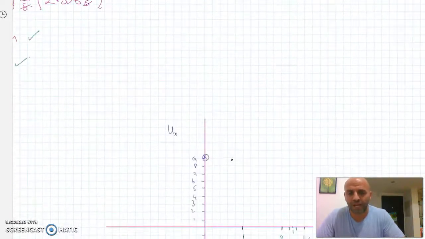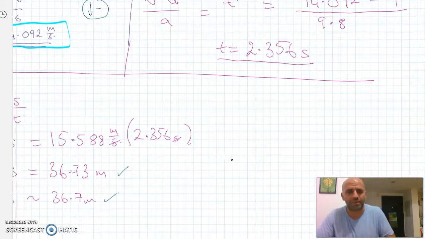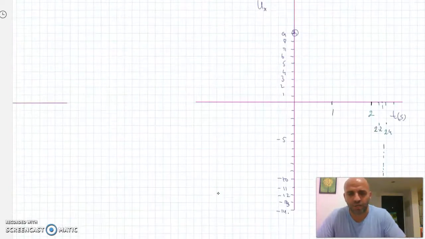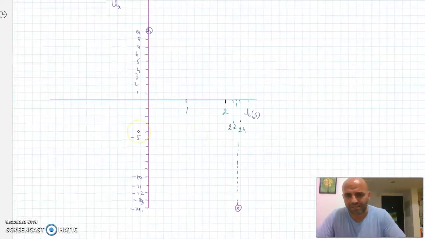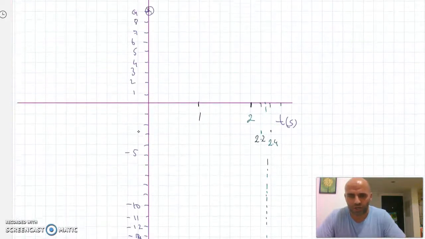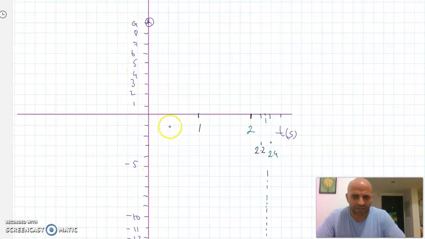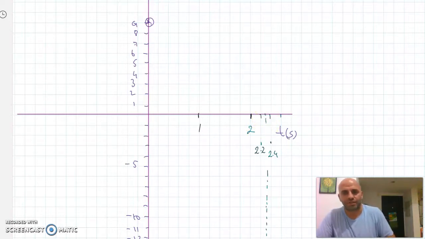Okay, and I've also calculated the time to be 2.356 seconds. So I lay out my axes like this in a kind of a cross. I need to have a positive side and a negative side. For my time axis, going in 5 squares equals 1, so I've got 1 to here, 2 to there, and that puts 2.356 seconds in and around there.